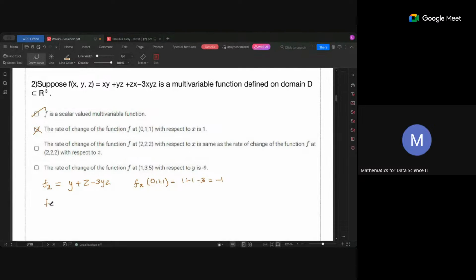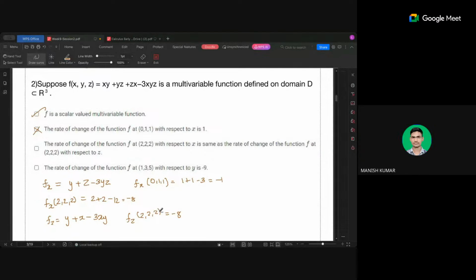So the partial derivative of f with respect to x at (2, 2, 2). What is this value? Substitute here. Minus 8. Now they are asking, is it the same as fz at (2, 2, 2)? So what is fz? It is y plus yx plus x minus 3xy. So fz at (2, 2, 2) is going to be the same.